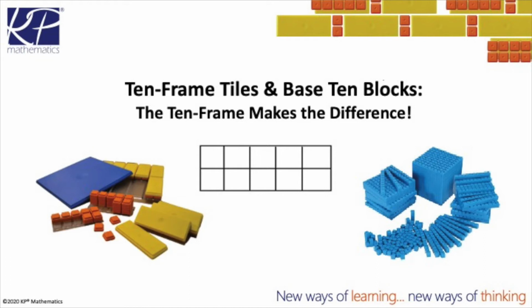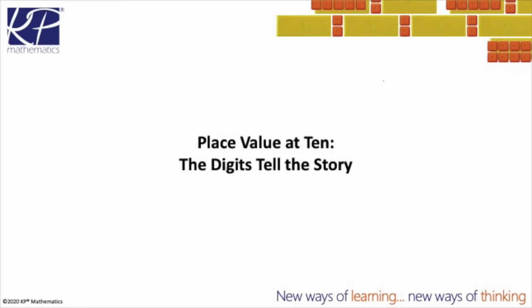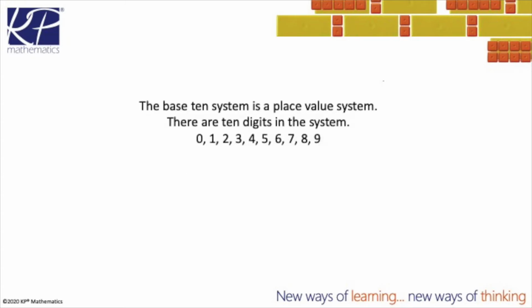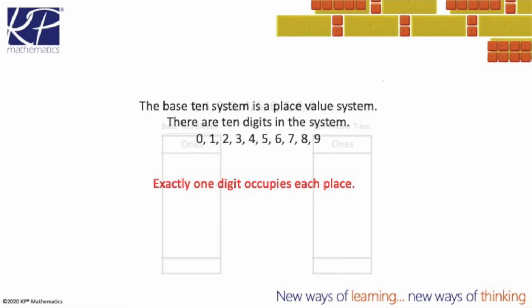Today we continue our series, 10 Frame Tiles and Base 10 Blocks, the 10 frame makes the difference, by addressing the fact that place value becomes evident when the count reaches 10. The Base 10 system is a place value system. It uses place value and 10 digits to describe any number, no matter how large or how small. Only one digit is allowed in each place.